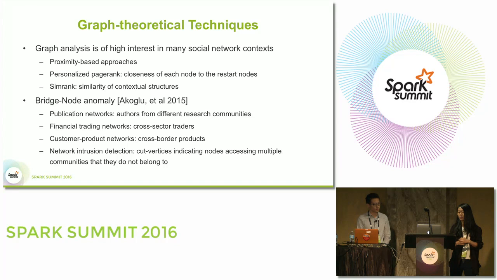And in the domain of security detection, people have looked into using bridge nodes for anomaly detection. Such a bridge node has been discovered in publication networks, being authors across multiple research communities, or cross-sector traders coming from different financial trading networks, or cross-border products in the customer product graph. Or in network intrusion detection, we're seeing people relying on finding cut vertices to find nodes accessing multiple communities that they do not belong to.